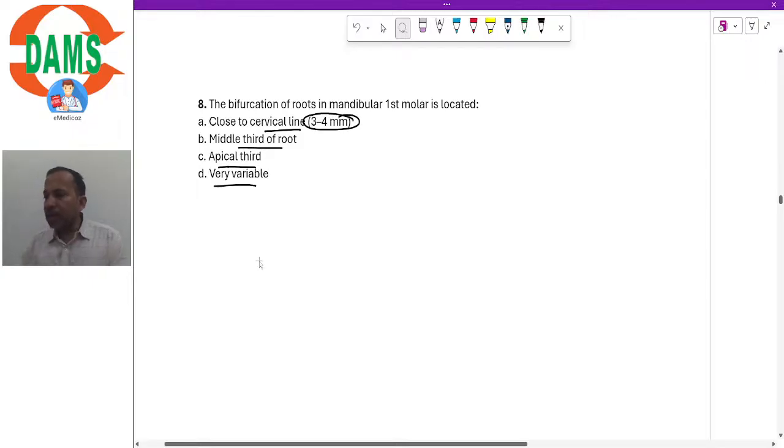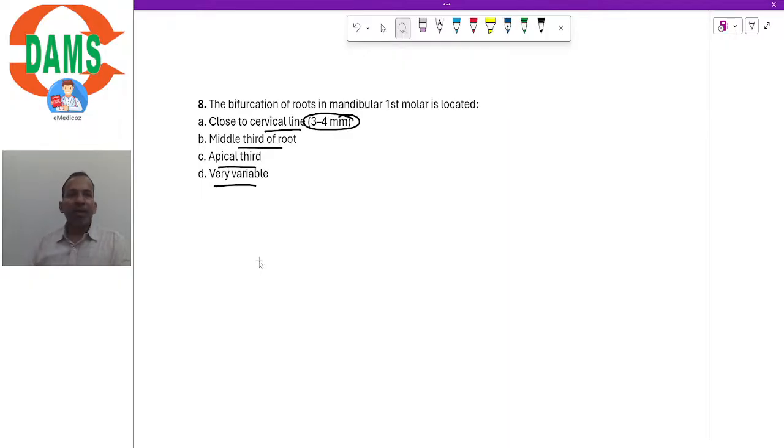So what would be the answer here? Shefali, Nimisha, HS. The bifurcation of the roots in mandibular first molar is located closer to the cervical line, middle third, apical third, or it varies. क्या आंसर होगा इसका? इसका आंसर होगा ऑप्शन ए, that is close to the cervical line, right? 3 to 4 mm. And in case of maxillary molars, it is 3, 4 and 5 mm, right?